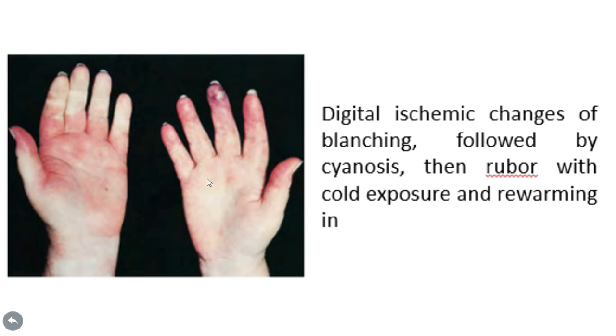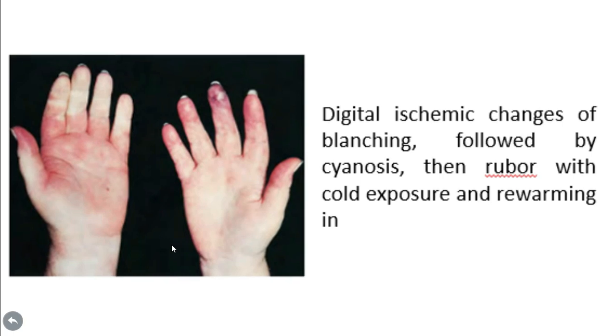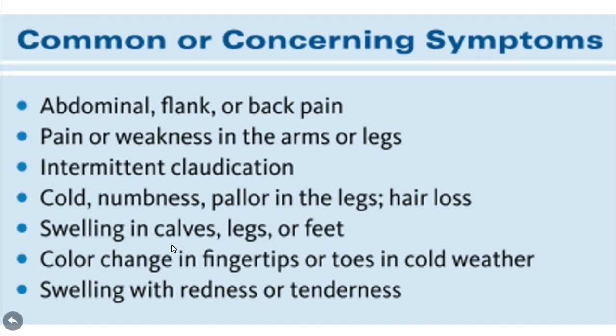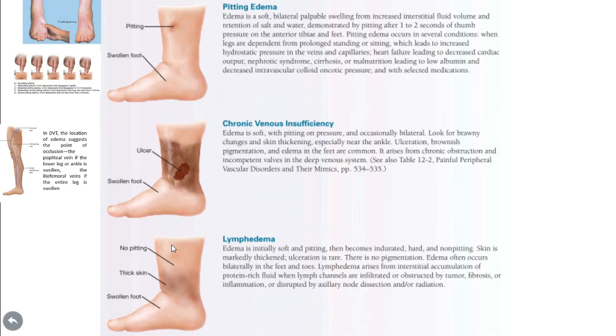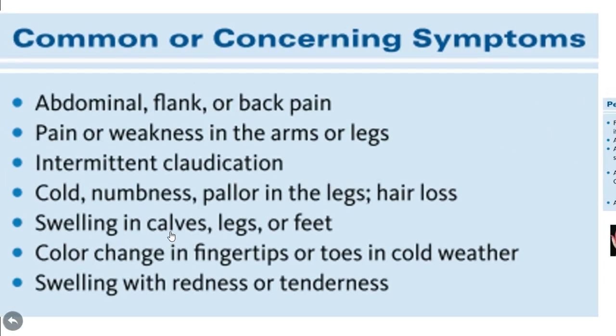So for the ischemic changes, you can have blanching followed by cyanosis, then rubor with cold exposure and rewarming. So this is typical in Raynaud's phenomenon. Okay. For edema, these are the causes: pitting edema secondary to heart failure, nephrotic syndrome, cirrhosis, or it can be due to chronic venous insufficiency and lymphedema.